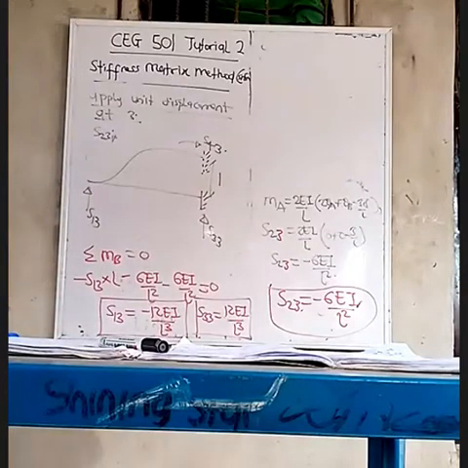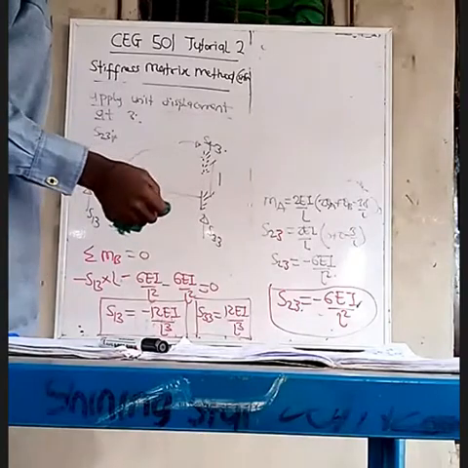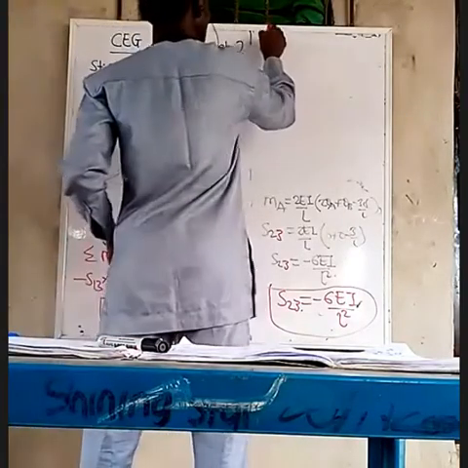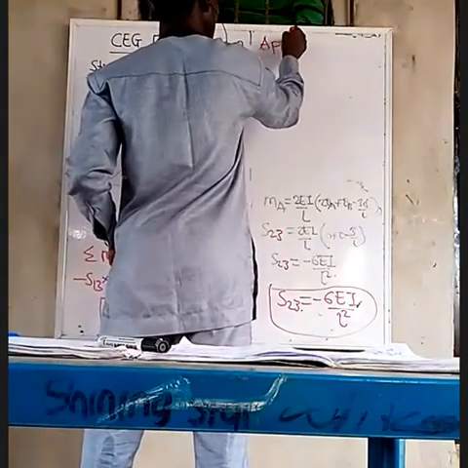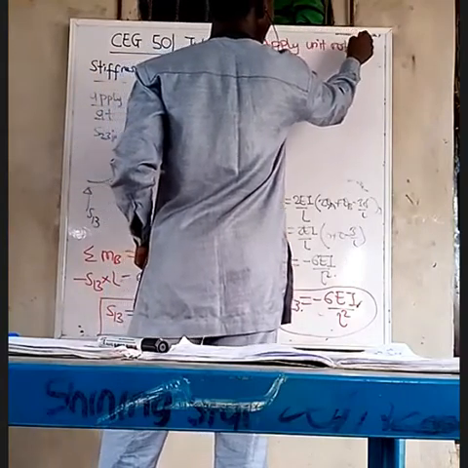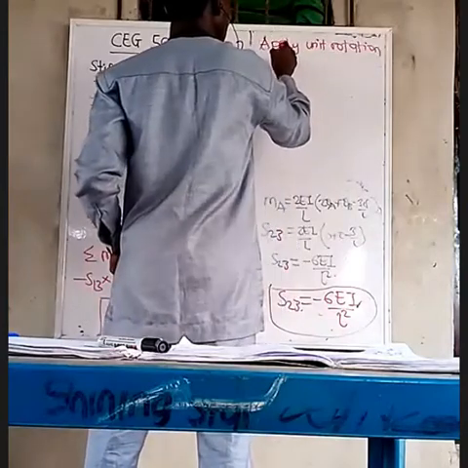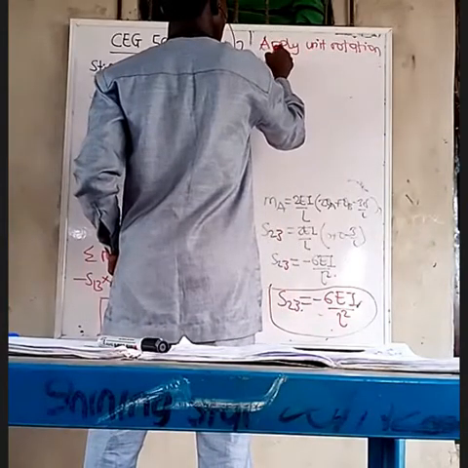So the next thing is to what? Apply unit rotation at rotational point 4. Yes, apply unit rotation. This thing has started breaking again. What's happening? I hope it's not from my end again.